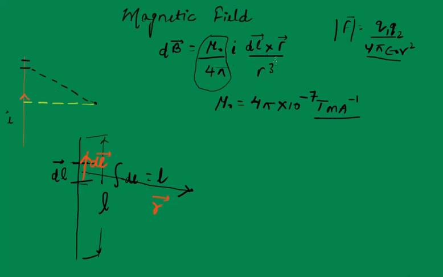Second, if you expand this, what will you have? You will have dl into r sine theta by r square, r cube, and r will cancel. So you will have dl sine theta by r square. Essentially, what it's trying to say is that the magnitude of magnetic field is inversely proportional to the square of the distance of the point from the element for which you want to find the magnetic field.